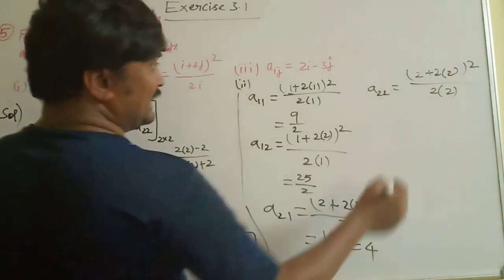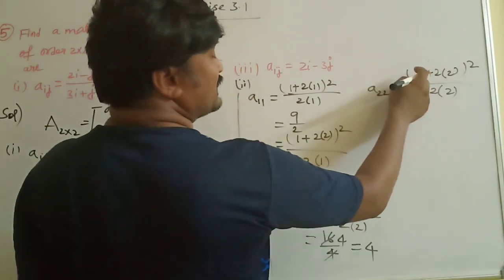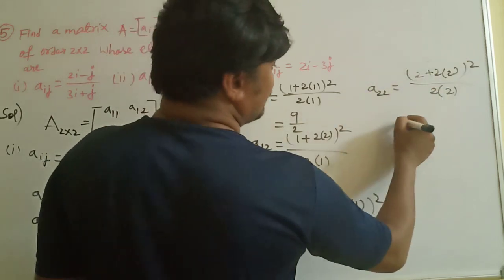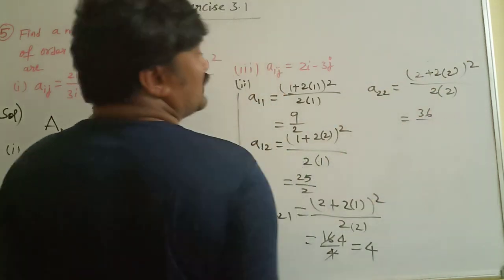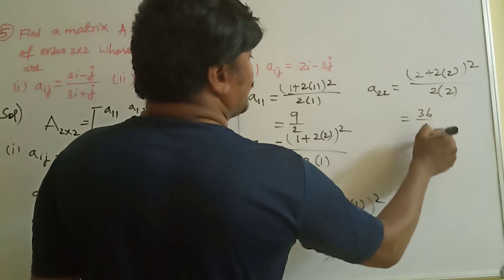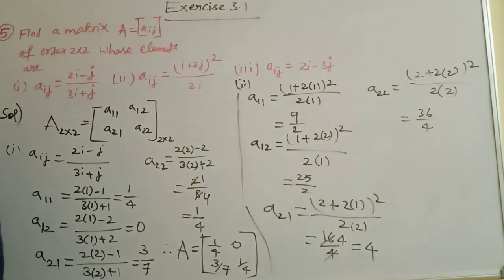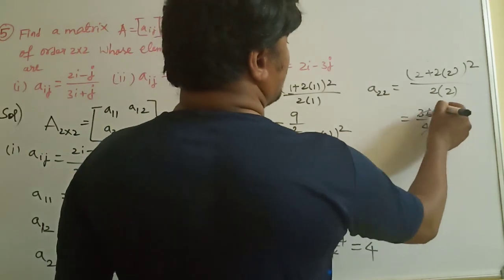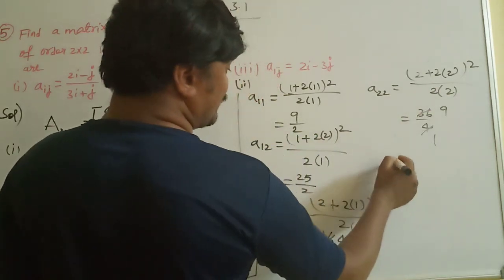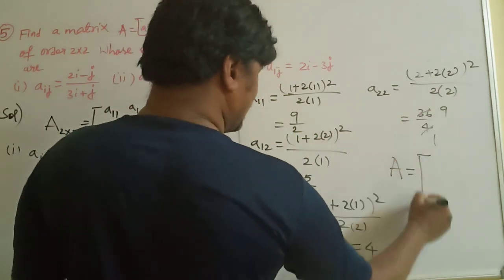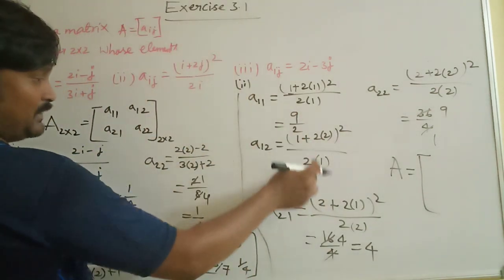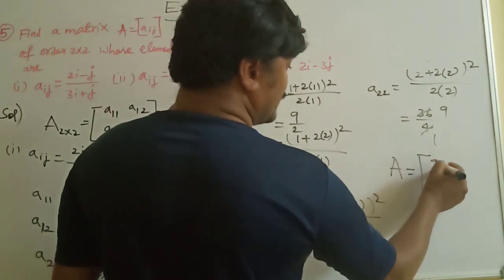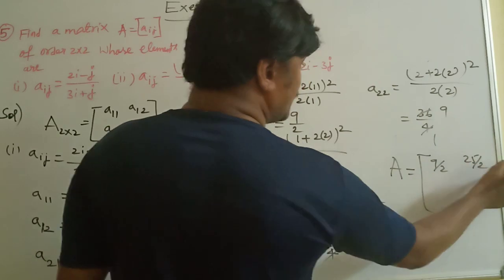So now we can write again here, 2 2s are 4, 4 plus 2 is 6, whole square, that is nothing but 36. And then 2 2s are 4. Now in the 4 table, 36, when you get 4 9s are 36, so 4 1s, 4 9s. At last your required matrix capital A is equal to 9 upon 2, 25 upon 2, 9 upon 2, 25 upon 2.